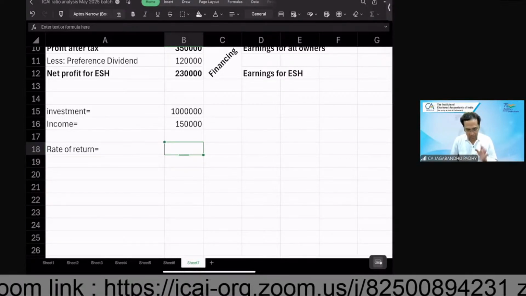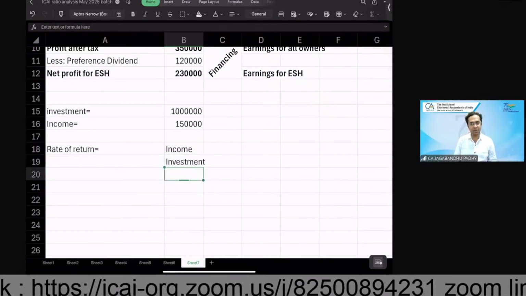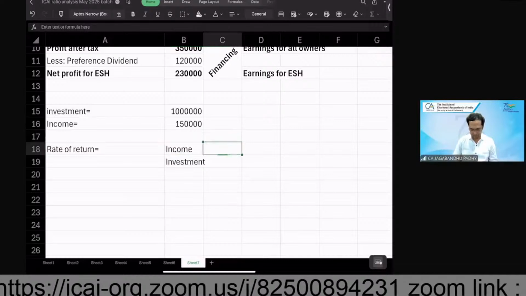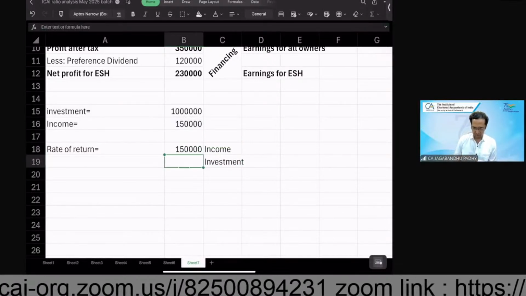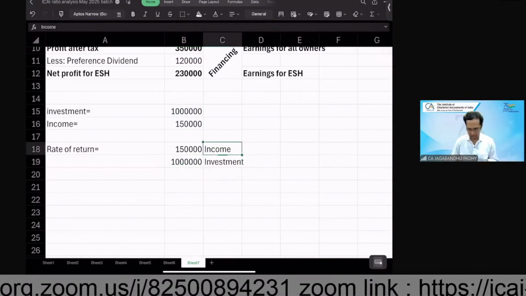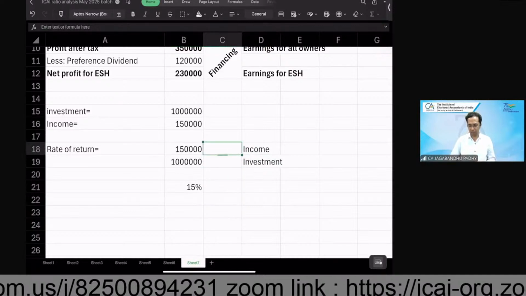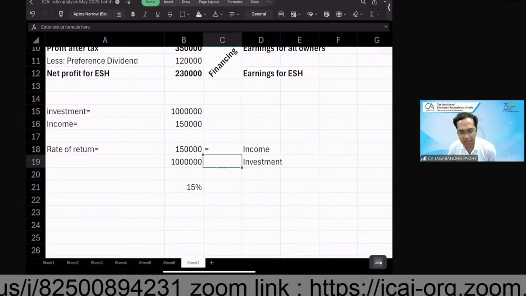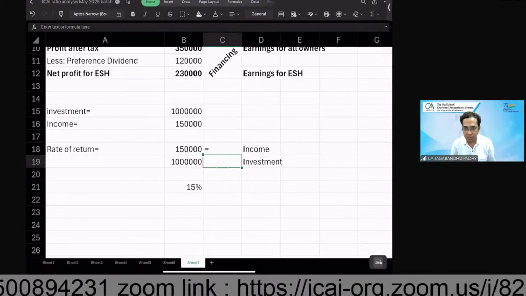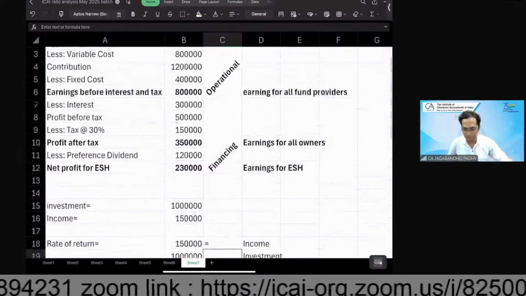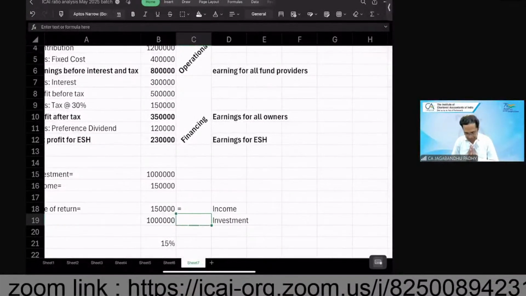15%. So that 15% is nothing but income upon investment. Am I right? Because the rate of return that you earn is essentially 1,50,000 divided by 10 lakh. That's nothing but 15%. But we can say the rate of return is computed as income upon investment. Correct. I hope it is clear, everyone. Yeah, income upon investment. This is a basic fundamental that we are talking about.